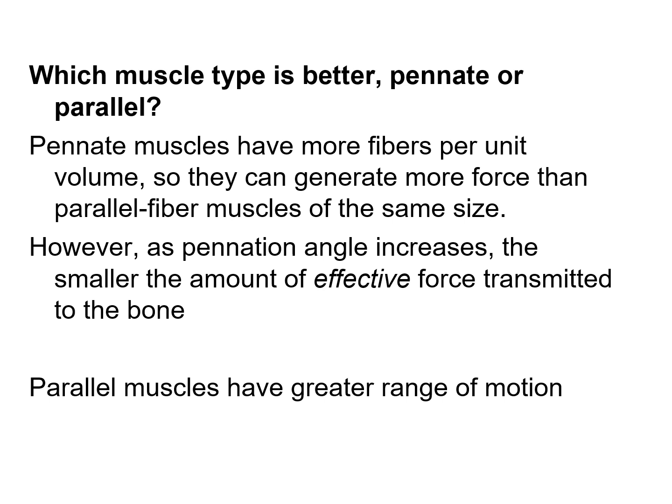So which muscle type is better, pennate or parallel? They're both the best. Pennate muscles have more fibers per unit volume, so they can generate more force than the parallel muscle fibers of the same size. However, as pennation angle increases, the smaller the amount of effective force is transmitted to the bone, and it takes them longer. Parallel muscles have a greater range of motion, and they contract a little bit quicker. They're more dexterous or more agile, if you'd like.